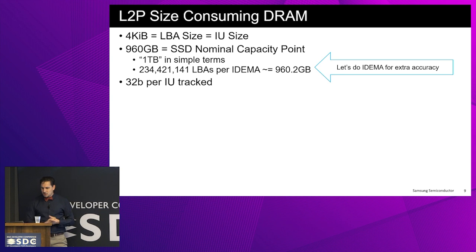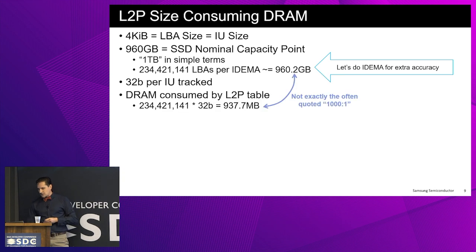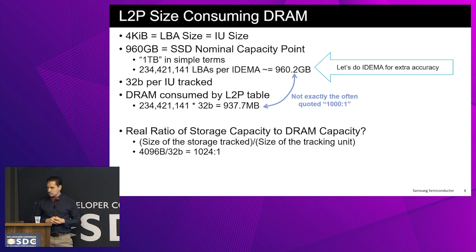And if we were to track this with a 32-bit indirection unit tracked, then we can see that the DRAM consumed by the L2P table is going to end up being 937.2 megabytes. It's not exactly the 1,000 to 1 that gets often quoted, but it's close enough. It ends up being 1024 to 1.